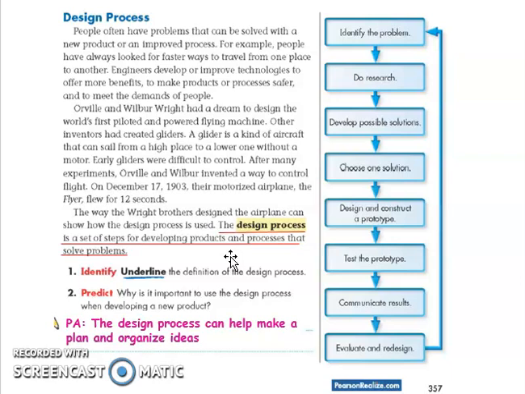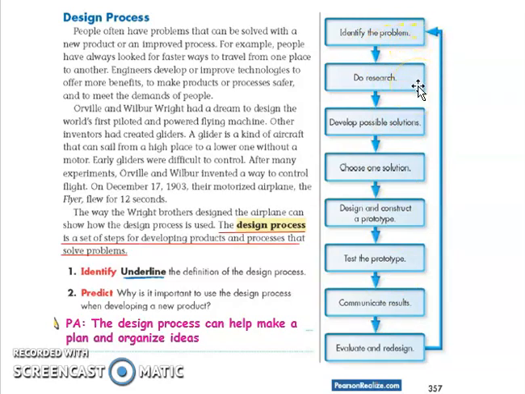But before that happened, scientists Orville and Wilbur labored a lot, and they did a lot of experiments and trials to finish the product. And then they used a design process, which is a step by step way of developing a product. So here are the steps on how to develop a product or how to develop an experiment. The first is identify the problem.